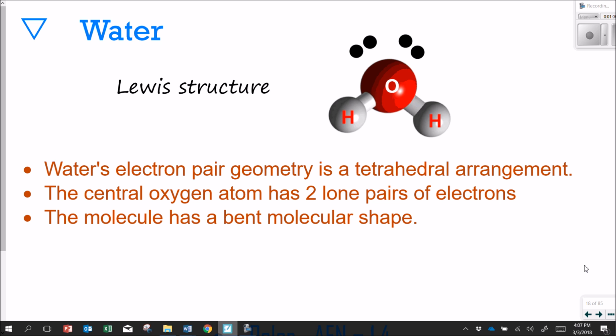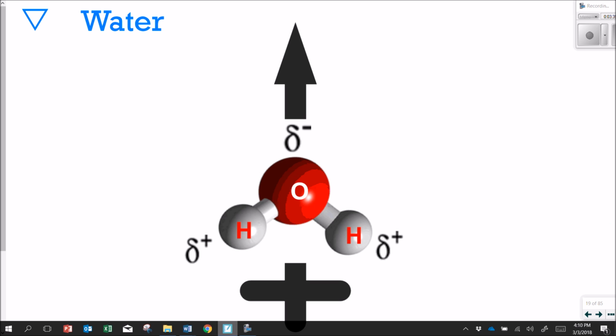Let's look back at water's Lewis structure. Water has a tetrahedral electron pair geometry because it has 1, 2, 3, 4 electron domains. The central oxygen atom has 2 lone pairs of electrons. So this gives the water molecule its bent molecular shape because the lone pairs actually reduce the bond angle because they repel more. Water is a very polar molecule.